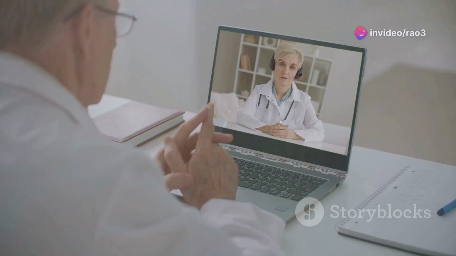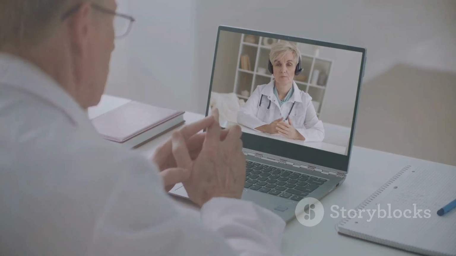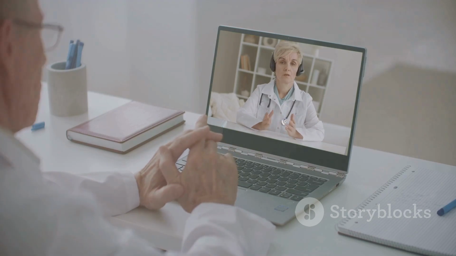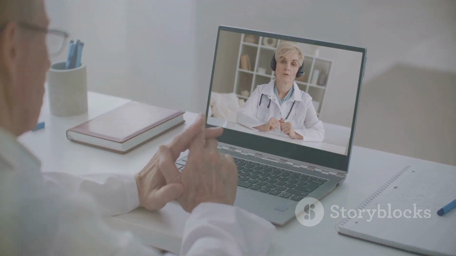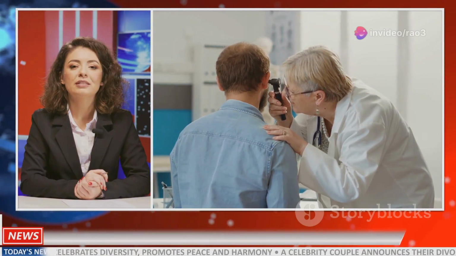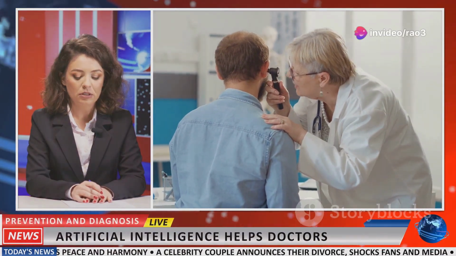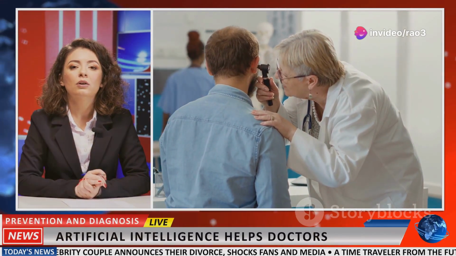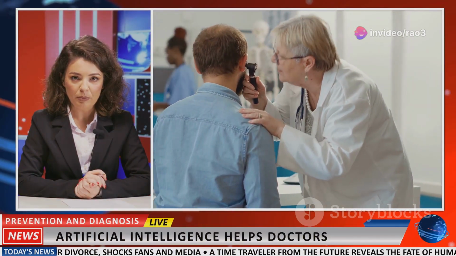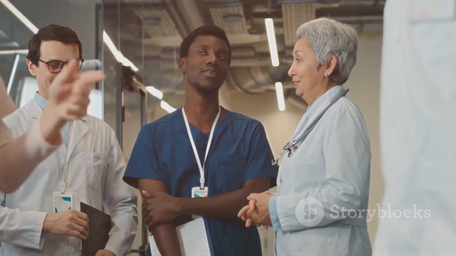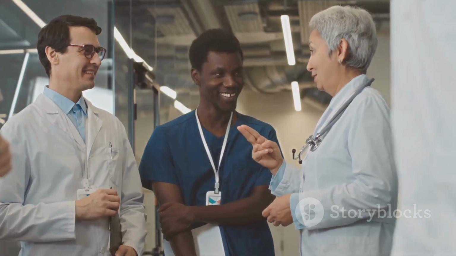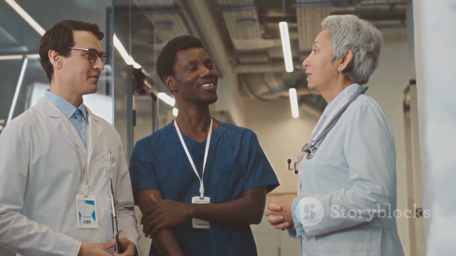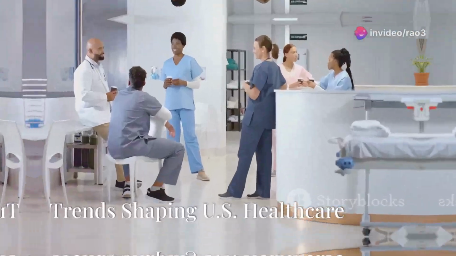Telemedicine, for instance, allows patients to consult with healthcare providers remotely, increasing access to care for those in rural or underserved areas. Artificial intelligence is being used to develop diagnostic tools, personalized treatment plans, and streamline administrative tasks. While these technologies hold immense promise, it's crucial to ensure equitable access and address potential ethical concerns.